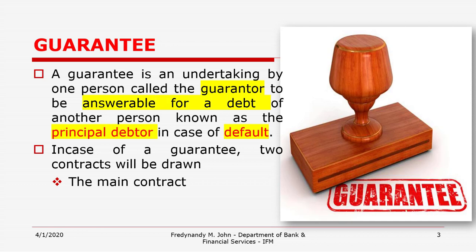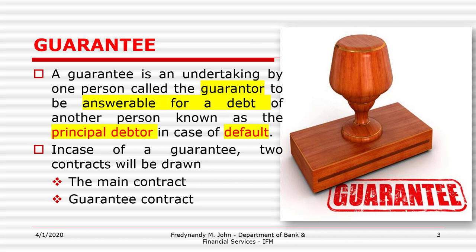Another contract is the guarantee contract. Now, remember, at the main contract, the banker or the lender might ask for a security, an asset that will serve as a security. Now, if the banker is not satisfied with the asset so pledged, the banker may suggest for that particular contract or that asset to be guaranteed.